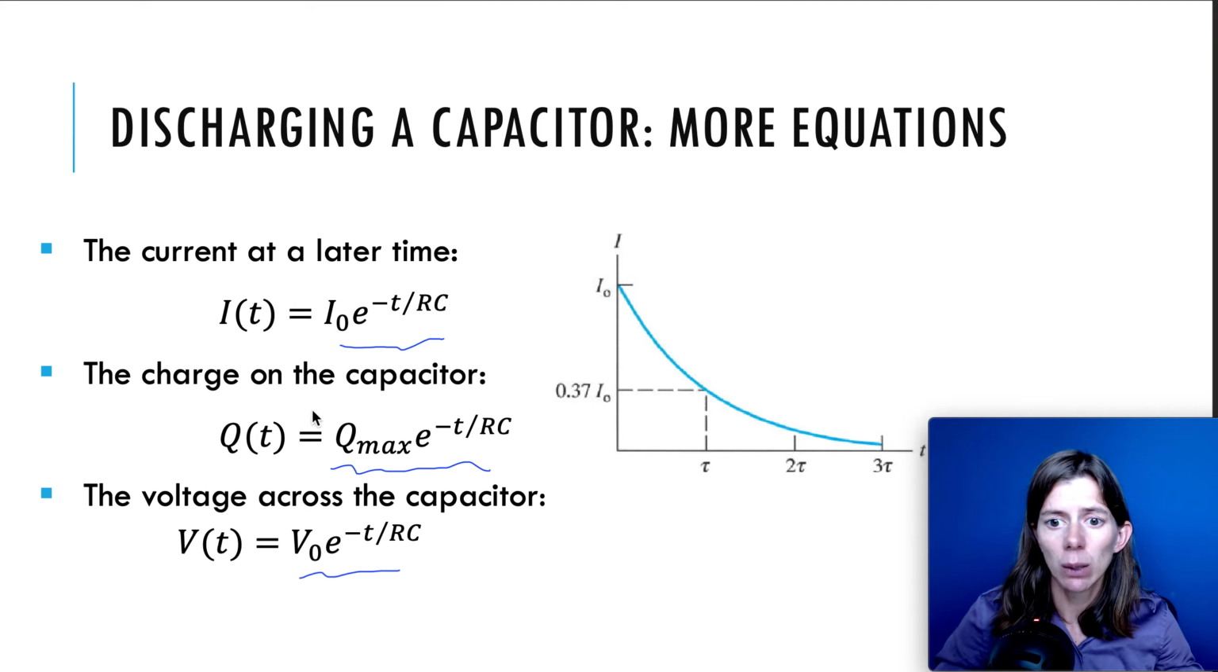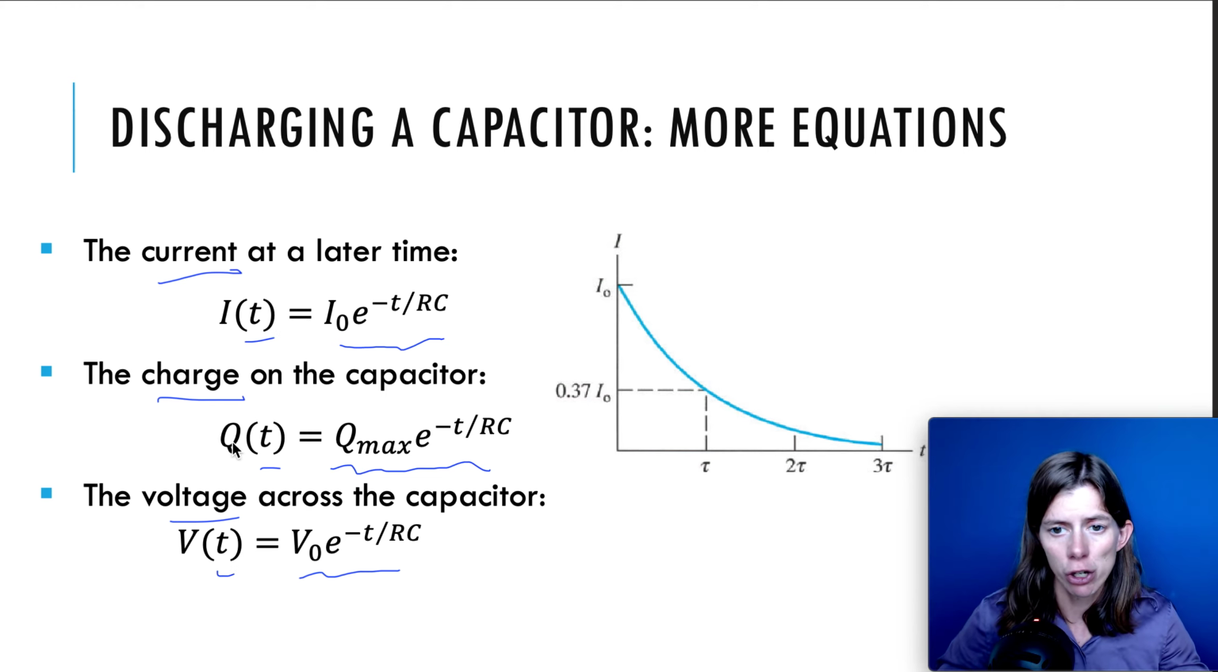But these three equations tell us how the current, charge, and the voltage across the capacitor vary with time. So this parentheses t here doesn't mean that you're multiplying current by time. It means that the current is a function of time. The charge is a function of time. The voltage is a function of time. So how do current and all the other quantities depend on the time? Through this exponential function. It's a decaying function.